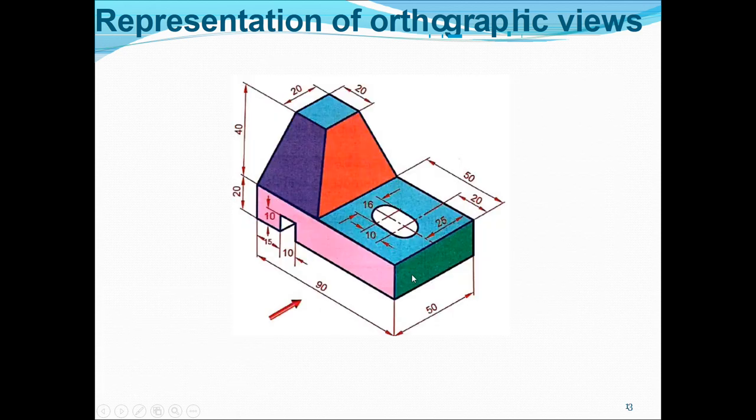Next, immediately after drawing the front view, I will go for the top view. How will I draw the top view? Just by projecting the ends of the front view, I will be drawing the top view for this object. So what is the top view? Blue color is visible, right? So I will be marking this blue color also.